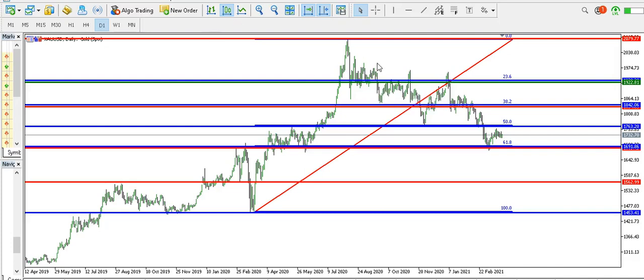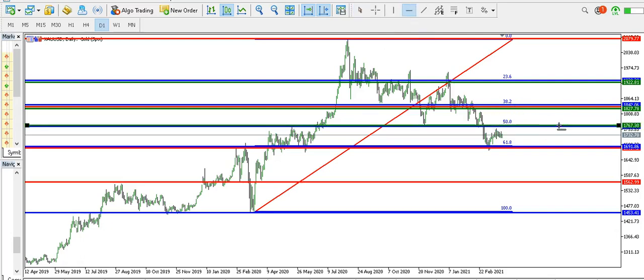So I'm going to mark out the 38.2 level. So this makes a very strong resistance level for gold, where you have the weekly, monthly, and the daily Fibonacci levels aligning almost at the same point.